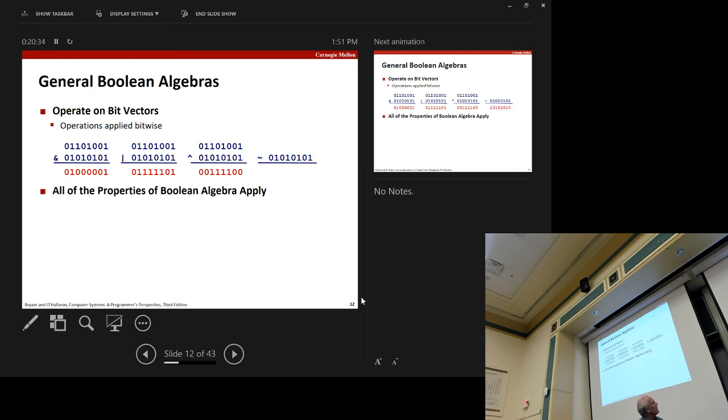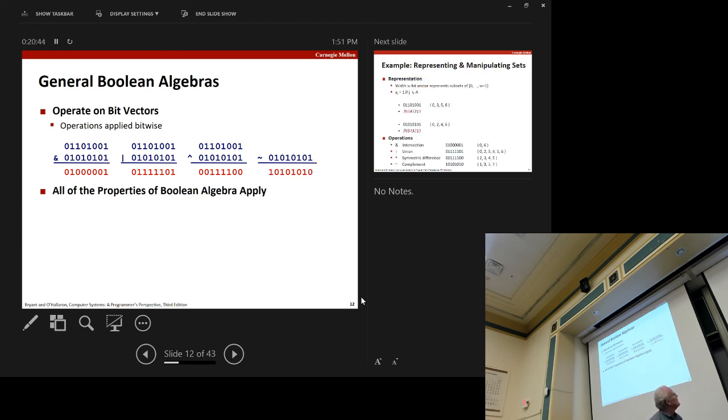Nice animations, by the way. Would apply. And so you can see again, for OR you have to have one or the other. And the same kind of reasoning principles that apply to the simple 0-1 case mostly hold for the string of bits case too.